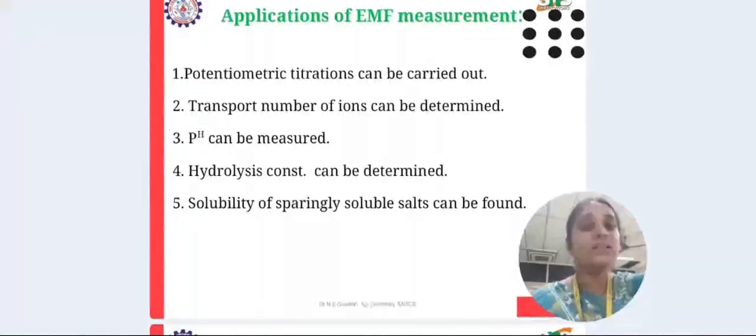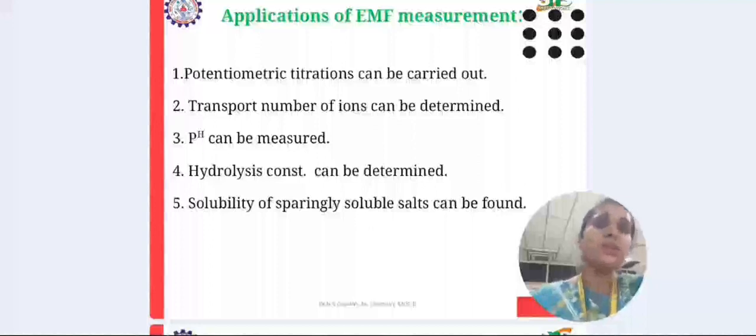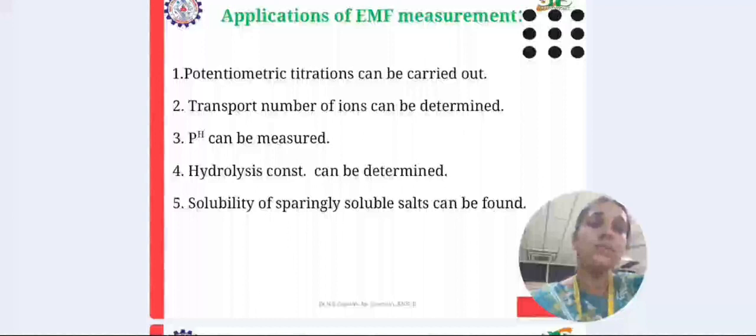And the hydrolysis constant can also be determined using the EMF measurement. And the solubility of the sparingly soluble salt can also be found. We can easily predict the solubility of soluble salts. And a non-soluble salt has no solubility, so that we can calculate easily. And a soluble salt, a completely miscible salt, we can easily calculate. But in the case of sparingly soluble salt, we cannot easily determine the solubility function.